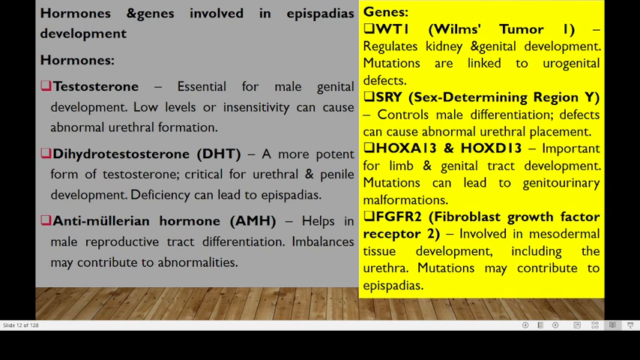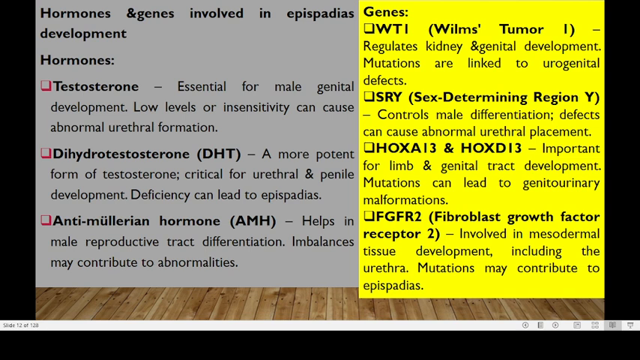We also have another one, dihydrotestosterone. This is a more potent form of testosterone and is critical for urethral and penile development. Deficiency can predispose someone to epispadias. Anti-Mullerian hormone normally helps male reproductive tract differentiation. So imbalances can contribute to these abnormalities.